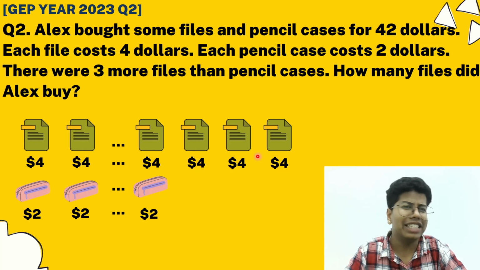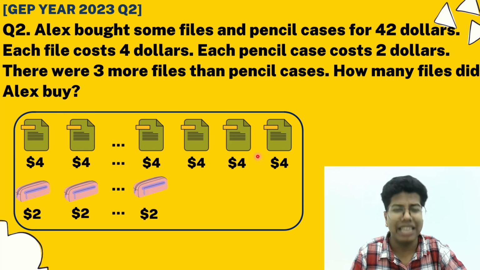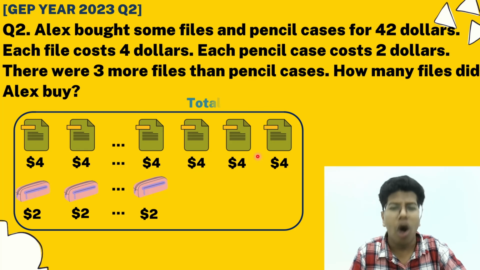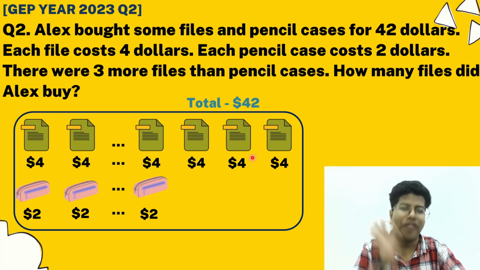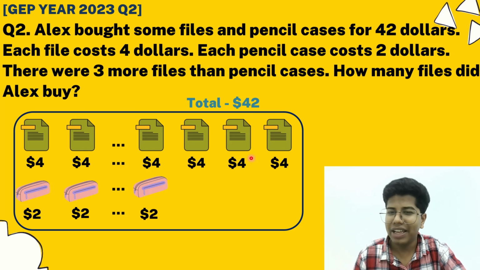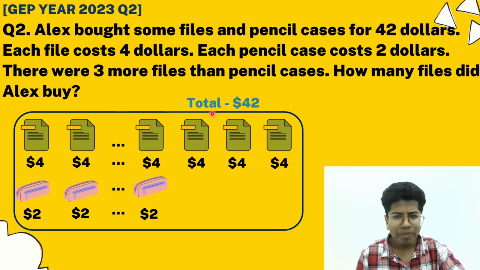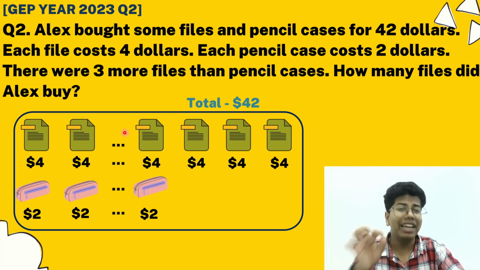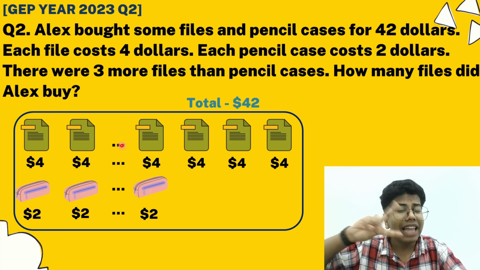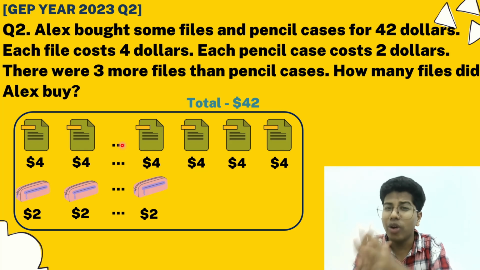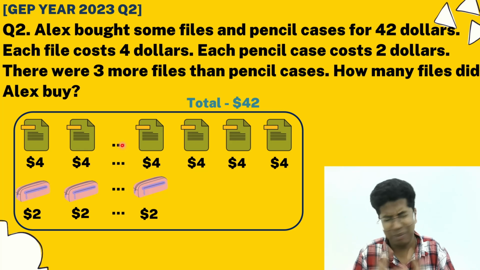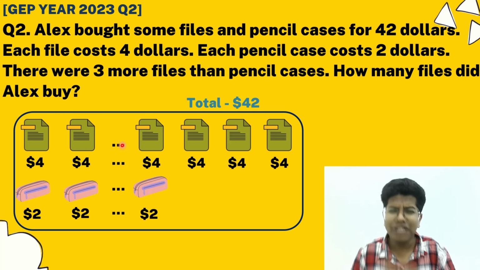The question also says the total amount he spent on files and pencil cases was $42. And we have to find out the number of files Alex bought. Now here with the files, we don't know how many are present. Finding it can be pretty challenging because there are 2 items and the 2 items have different values. One is $4, another one is $2. Challenging. So let's try to understand how we can solve this question.